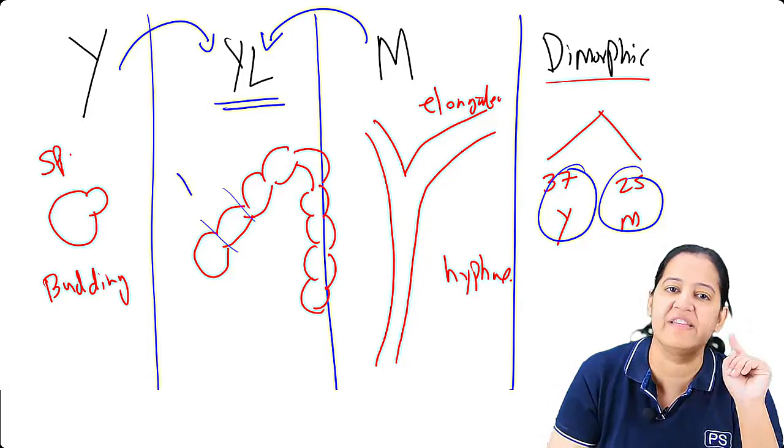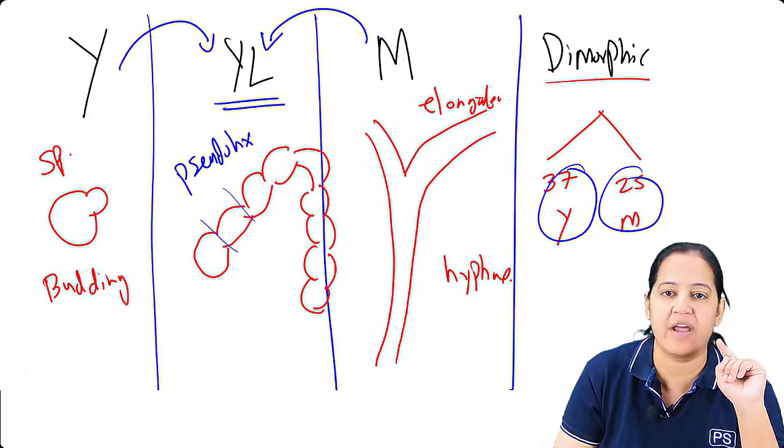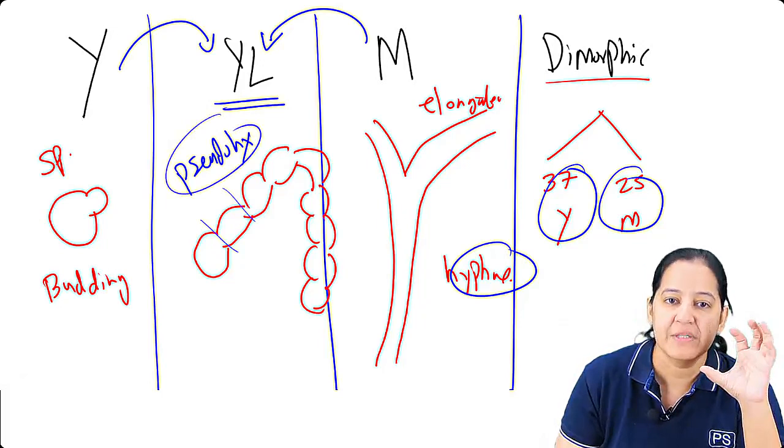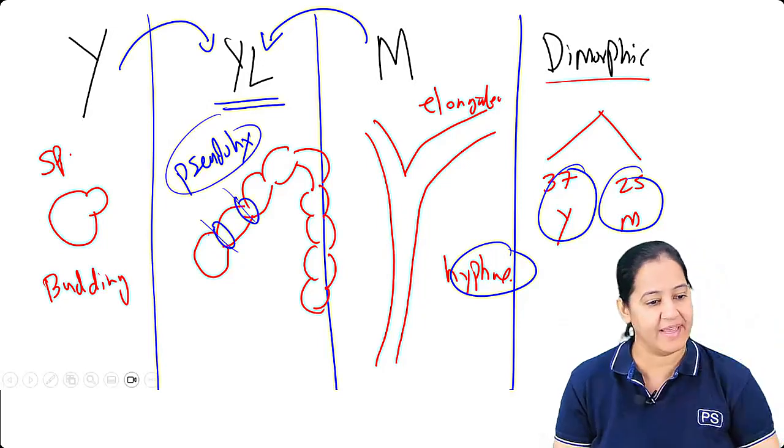These are not hyphae. These are known as pseudohyphae. This is true hyphae, and this is pseudohyphae. Pseudohyphae have constrictions at the junction. I guess everyone got it.